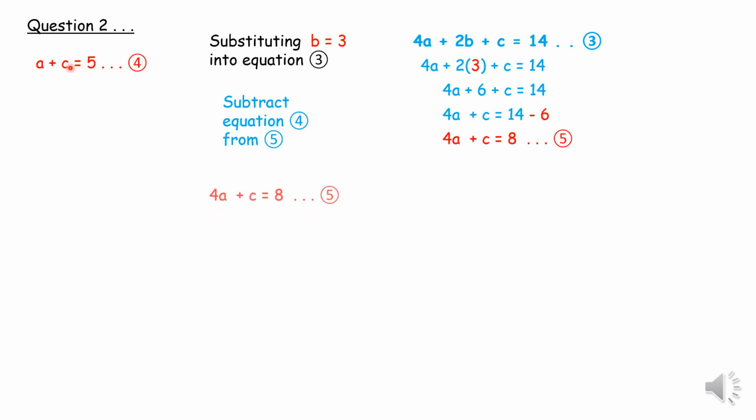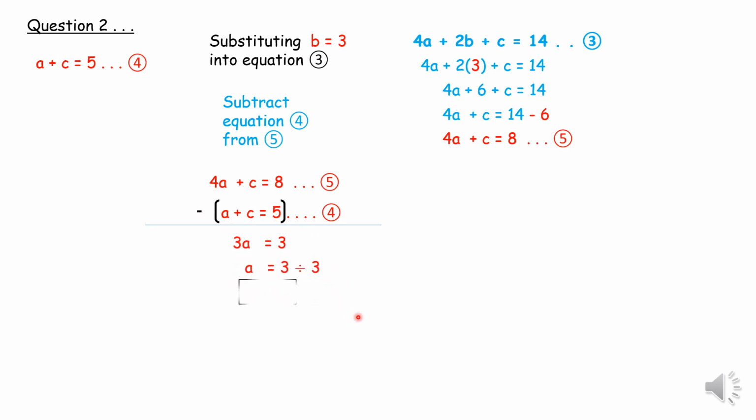The reason is so that I can eliminate the C's, all right? Same signs, so I will eliminate by subtracting. When you subtract 4A minus A, you get a 3, and 8 minus 5, you also get a 3. And you realize that the value of A is 1.